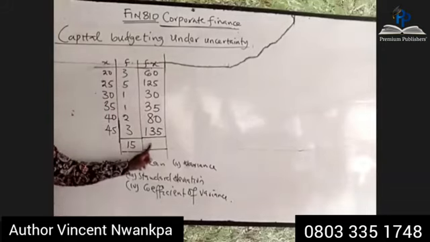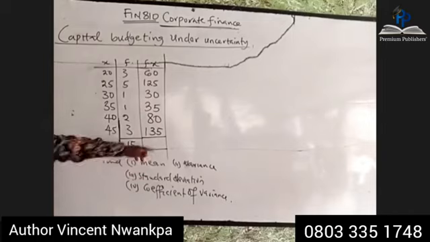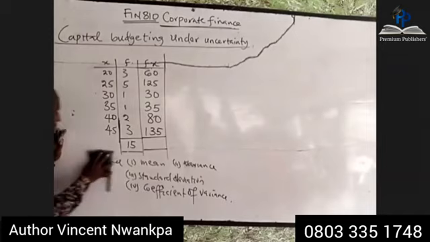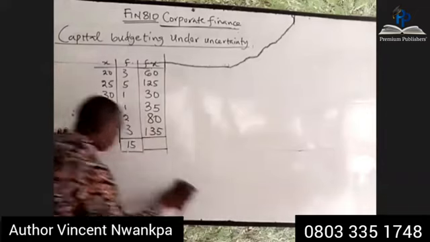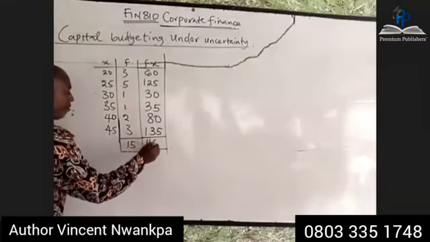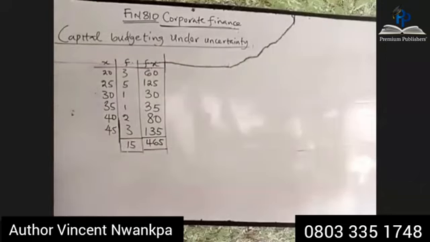Somebody add this final column for me. 465. Look at the board. There is 3.